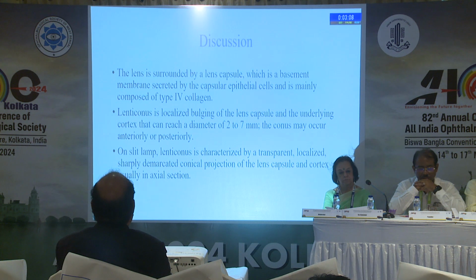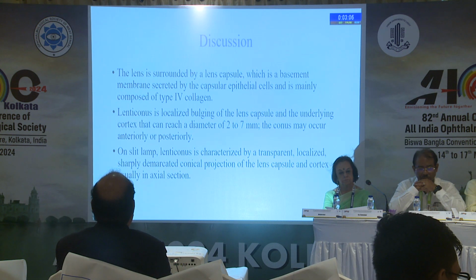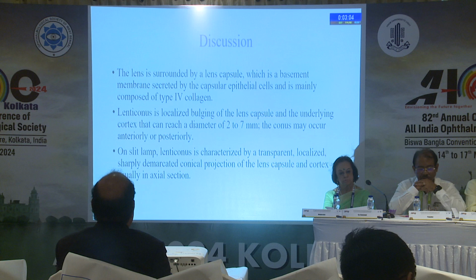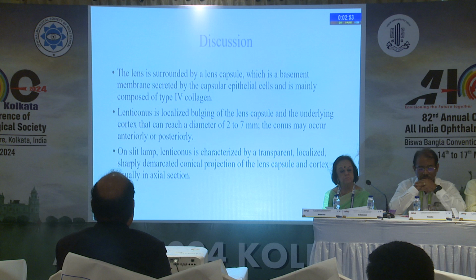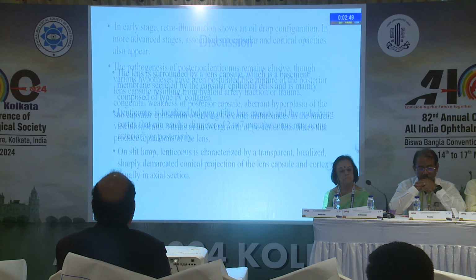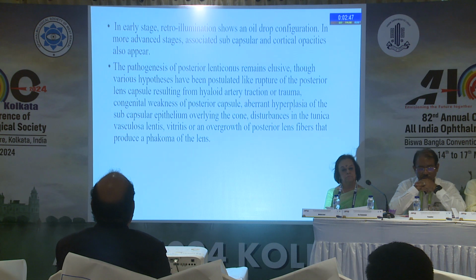Discussion. The lens is surrounded by the lens capsule, which is a basal membrane secreted by the capsular epithelial cells and is mainly composed of type 4 collagen. Lenticonus is localized bulging of the lens capsule, which can reach a diameter of 2 to 7 mm. On slit lamp, it is characterized by a transparent, localized, sharply demarcated conical projection of lens capsule and cortex, usually in axial section. In early stages, retroillumination shows an oil-drop configuration. In advanced stages, it is associated with subcapsular and cortical opacities.